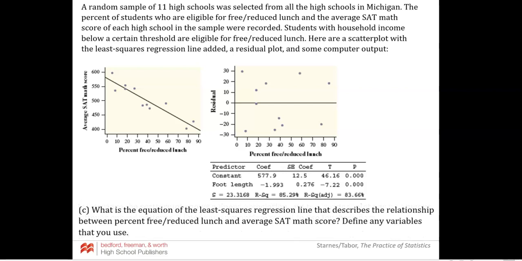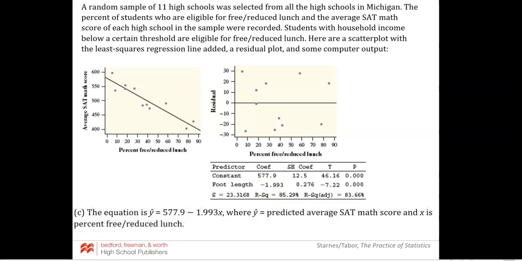Okay, what's the equation of the least squares regression line? So that's a little tougher there. We have to look at the computer output. We can tell the slope is negative. That might help you as you figure out which is which. I always look to this word constant. This is from Minitab. So the 577.9 is our constant. That's our y-intercept. The number below it is going to be your slope, negative 1.993.